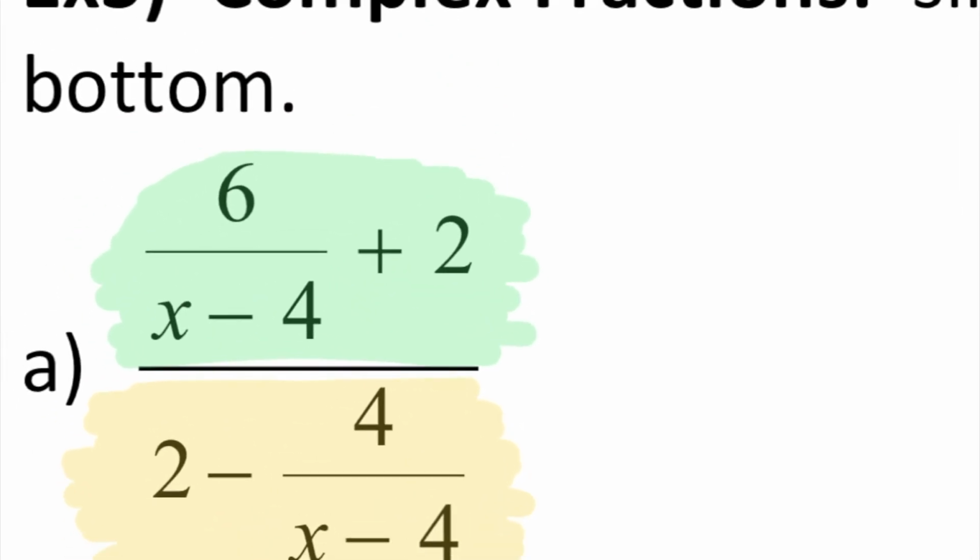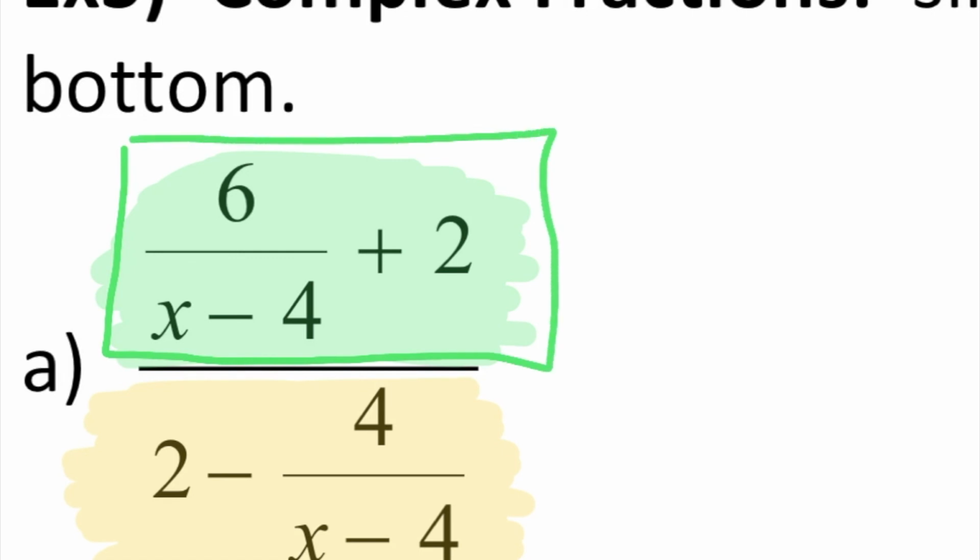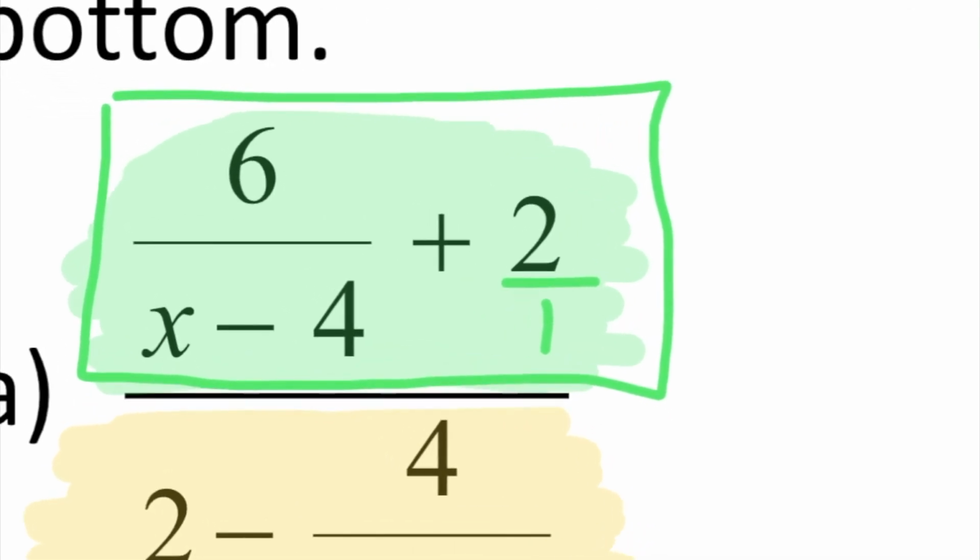And when I look at this numerator, what I see is that I've got a fraction with an x minus 4 in the denominator, and I've got a whole number 2. Remember that if you have a whole number, you write that over 1. So I've got a second fraction that's being added that has a 1 as the denominator. And so what I want to do is have that denominator be the same as the other denominator. That'll be x minus 4. But if I multiply 1 times x minus 4, I also have to multiply the 2 times x minus 4.